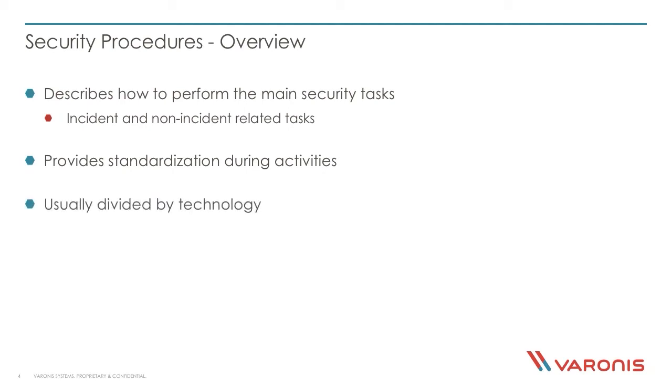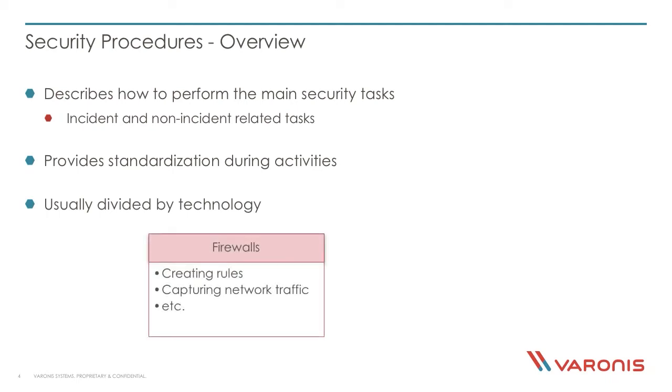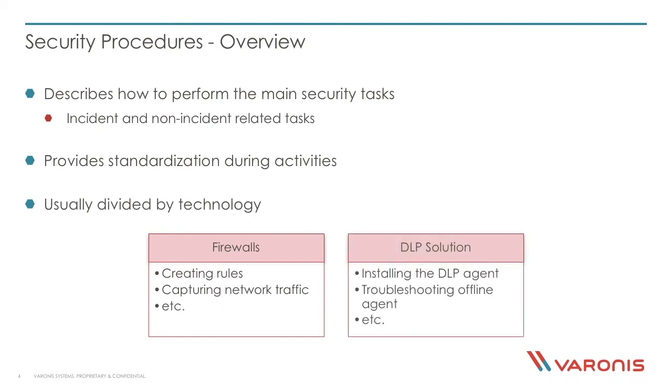Also, usually, procedure documents are divided by technology. So for example, I could have one document for my firewalls. Inside this document, I could have several procedures related to this technology. For example, how to create rules, how to capture network traffic, and so on. Another example of a procedure document could be regarding my DLP solution, which stands for Data Loss Prevention Solution. Inside this document, I could have a procedure explaining how to install the DLP agent, how to troubleshoot if an agent is offline, and so on.